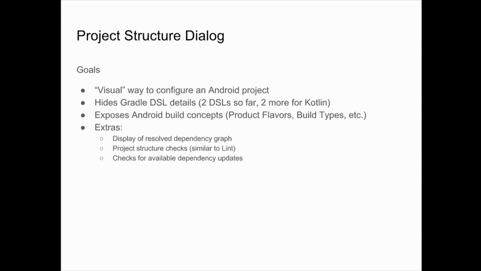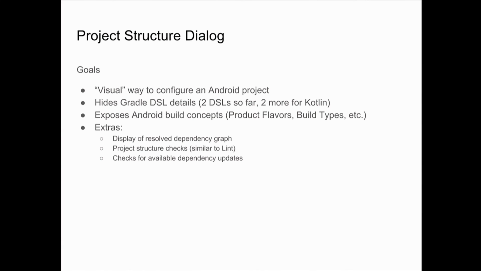So instead, we provide a form with fields where people can just configure their builds. What we're trying to hide is the DSL aspect of the build system, but we still expose Android-specific build concepts. For example, you still have to learn about product flavors. You still have to learn about build types. Also, this project structure dialog gives you some extras. For example, it displays a nice tree of resolved dependencies per module and also at the project level.